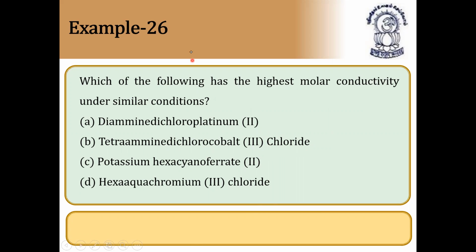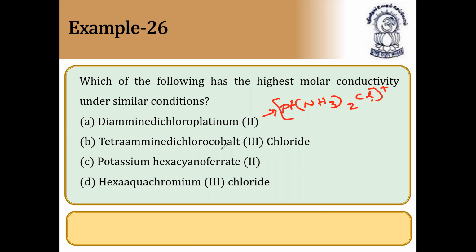So, the number of ions. I'll just write the basic formula. For the first option, I'm writing platinum diammine chloroplatinum. So this should be Cl, not Cl2, only Cl. And here the plus charge should be there.